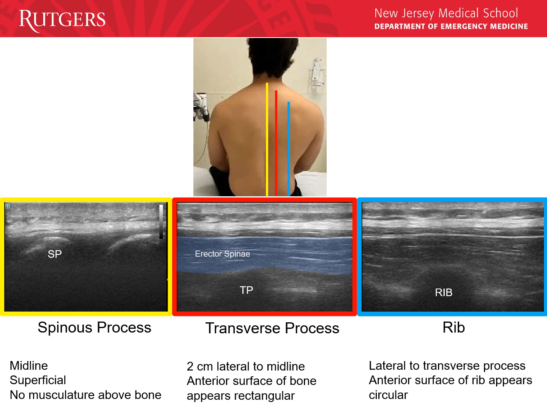Start by identifying the spinous processes by placing the probe midline in the sagittal plane with the marker cephalad. Here you will see the spinous processes as superficial hyperechoic rounded structures with minimal musculature overlying it. Next, move about 2 centimeters laterally in either direction to visualize the transverse processes. This is depicted as a rectangular structure below the erector spinae musculature. Be sure to differentiate the transverse processes from the ribs, which are also seen further laterally as rounded structures.